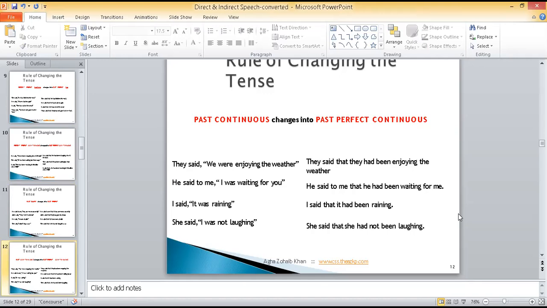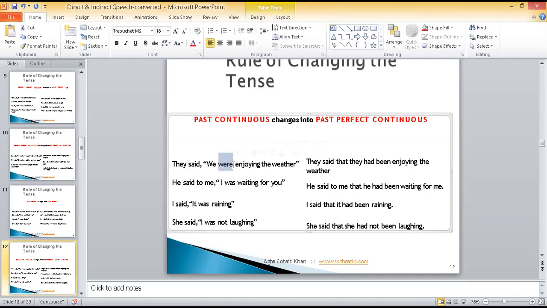Okay, now what? We know that if you have a sentence with, for example, we are going enjoying the weather, and you would have changed it, they said that they were enjoying the weather. But now we have already here were. The confusion that we would have here is, now I have got something with past and past continuous. What I have to do, when you get something with past continuous, then you people have to turn it into had been, that is perfect continuous.